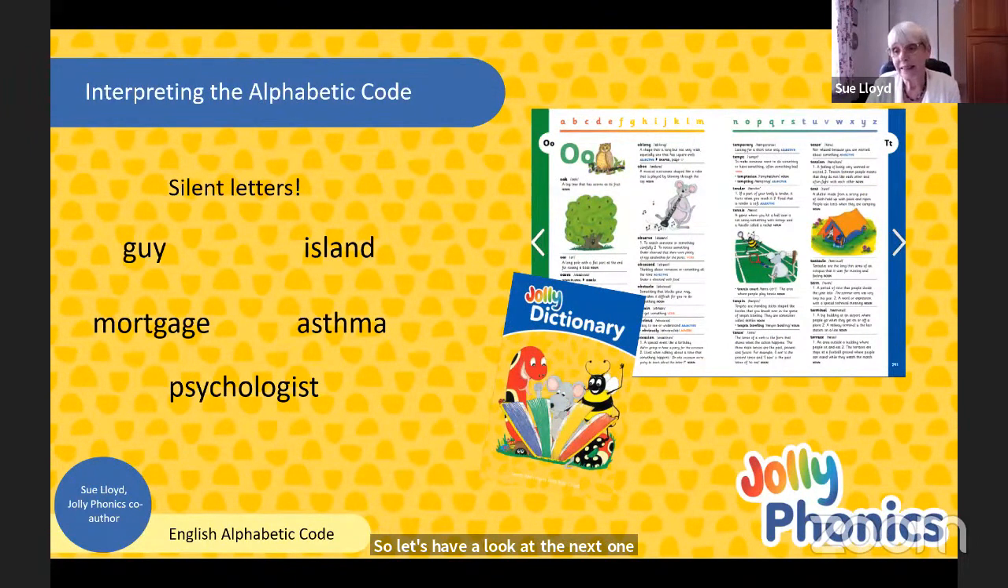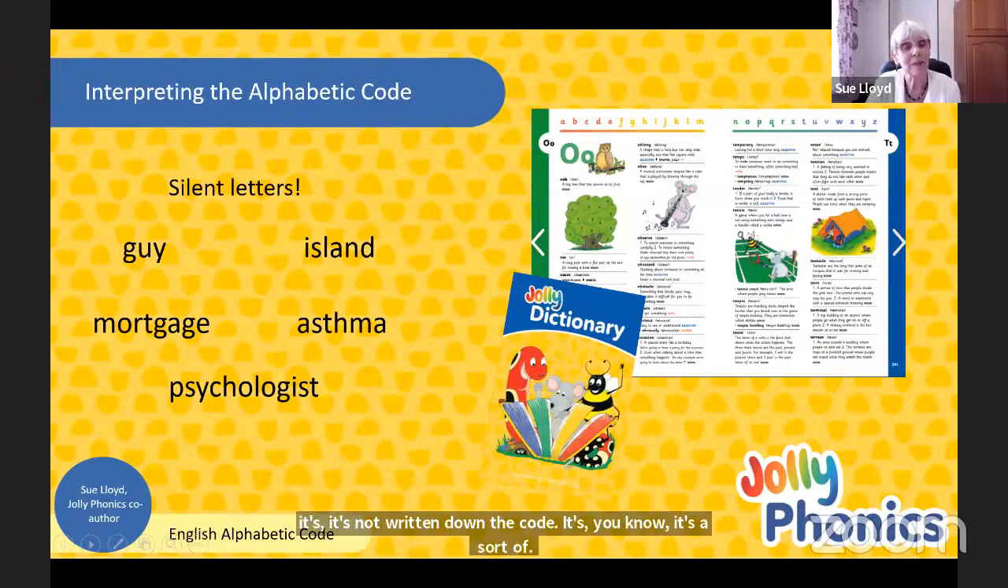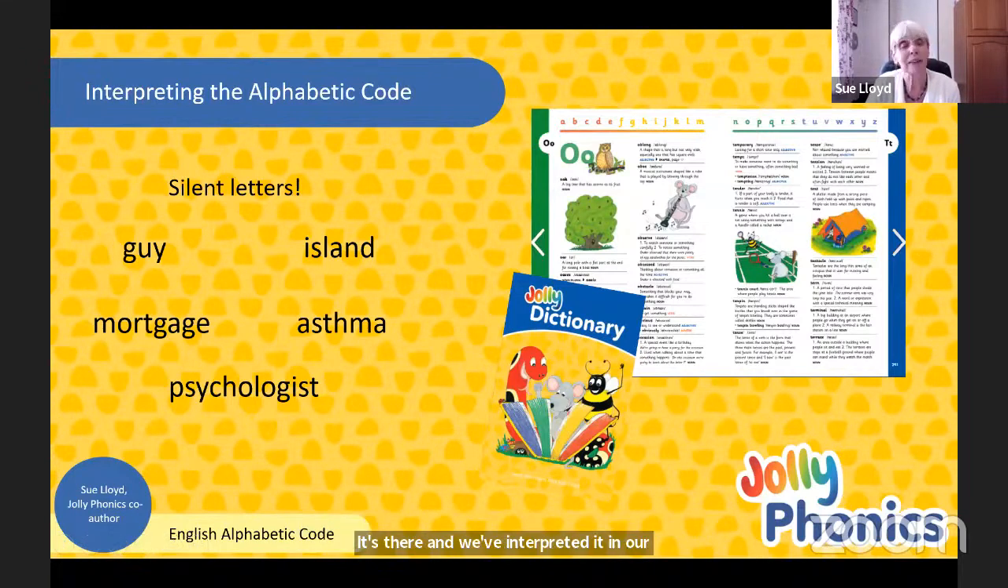Now, silent letters. Here you come up against some people who say there's no such thing as a silent letter. They're all saying something. And to a large extent, they can show that. But even they have some words that they don't manage to sort out. So it's not written down, the code. It's there, and we've interpreted it in our own ways. This is my way of interpreting it with Jolly, but others interpret it slightly differently.